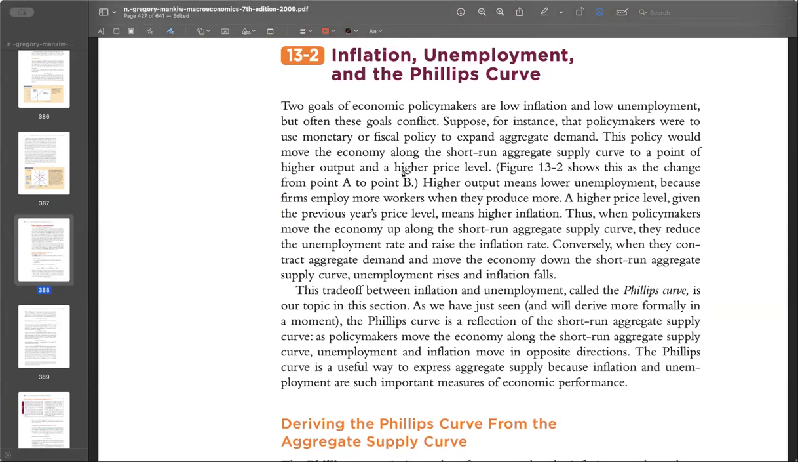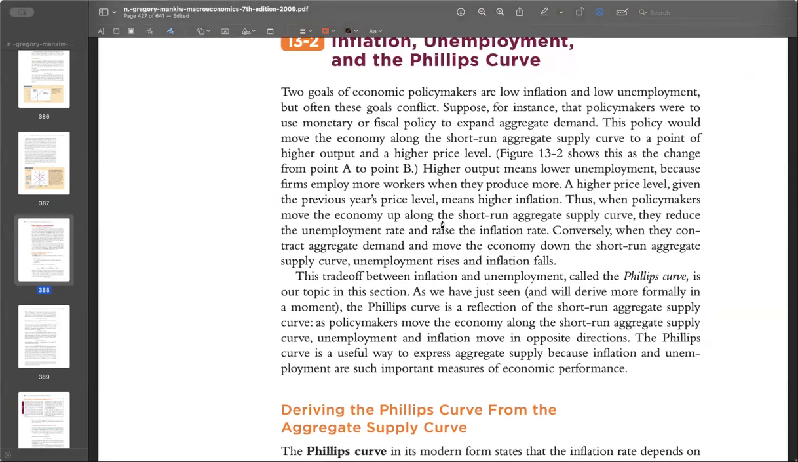There is this idea that higher output means lower unemployment, and that's accompanied by a higher price level given the previous year's price level, and that means higher inflation. So there's this idea that the aggregate supply curve is also a reflection of the fact that if you want more output or less unemployment, then you have to suffer through a higher price level.